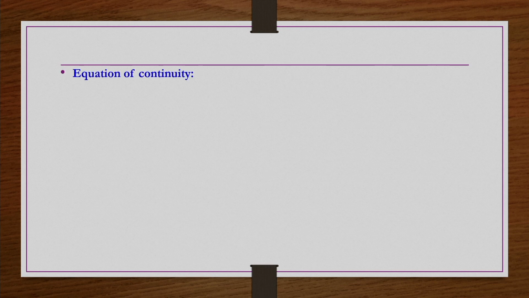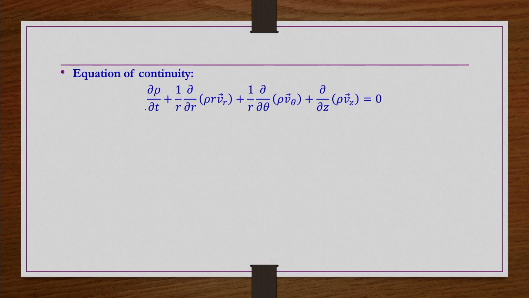Then first we have to see whether the continuity equation is satisfied for this problem or not. Because of the steady state, the first term is 0. Vr is not existing. Dou by dou theta of any flow variable is 0 because of the symmetry. V theta is not existing. And because of the fully developed flow, dou by dou z of any flow variable is 0. So, by simplifying this continuity equation, we understand that the continuity is satisfied.